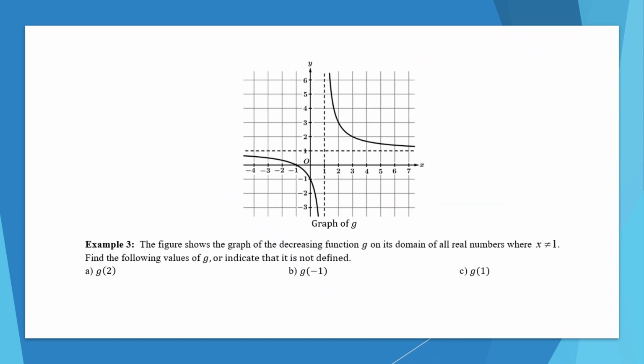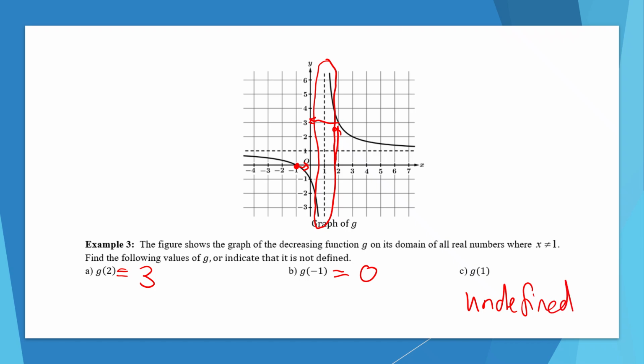All right, number 3, find the values of g or indicate that it's not defined. G of 2, this is where x is 2, g of x is going to be equal to 3. G of negative 1, this is when x is negative 1, g of x technically has a y value of 0, so that's 0. And then g of 1, here I see at 1 there's a vertical asymptote, so this would be undefined or not defined. So even if it's not defined and there's technically no answer, you still need to state that it's not defined or undefined at that point.